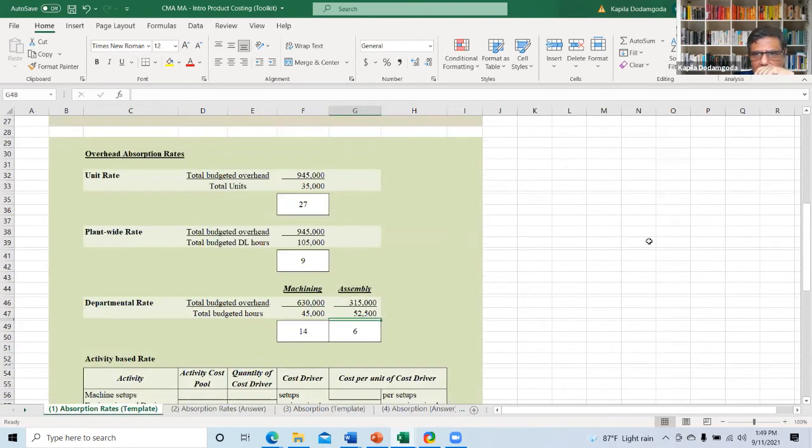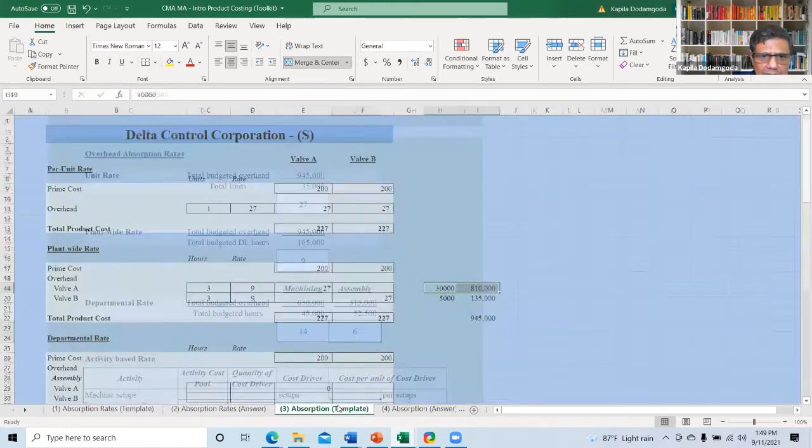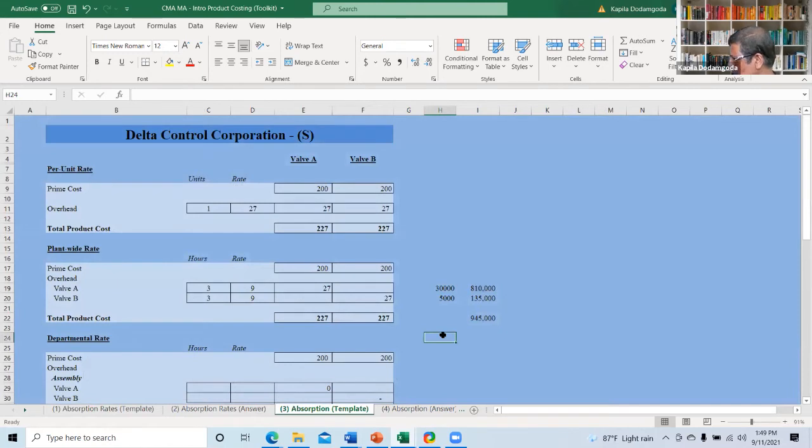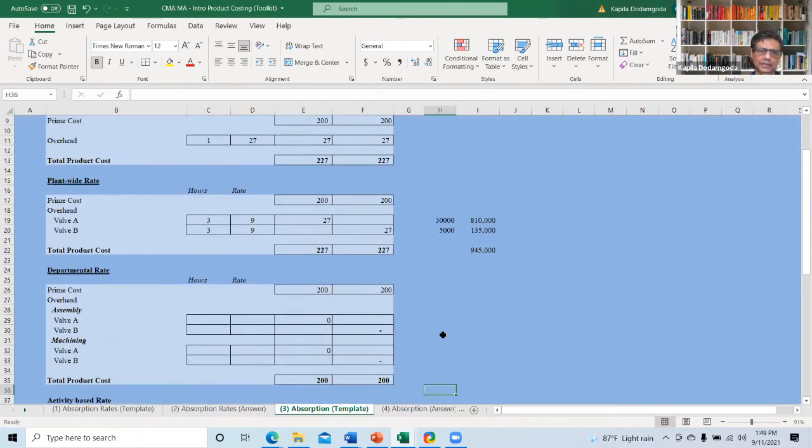Okay, so that is what we have. Now I want you to give it a try. We know that the machining department has a machine hour rate, and the assembly department has a labor hour rate, which is 6. Go to our overhead absorption sheet, and can you establish the product cost based on these two rates? You can give it a try.